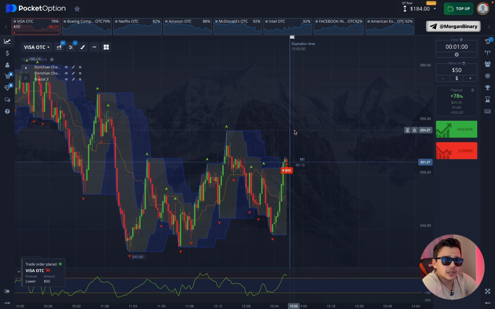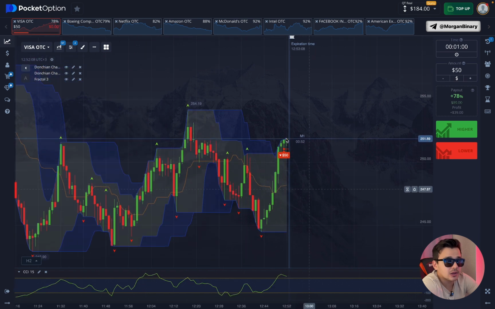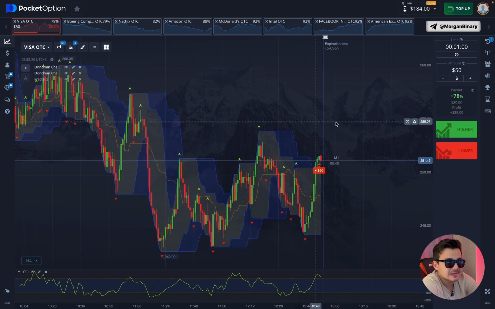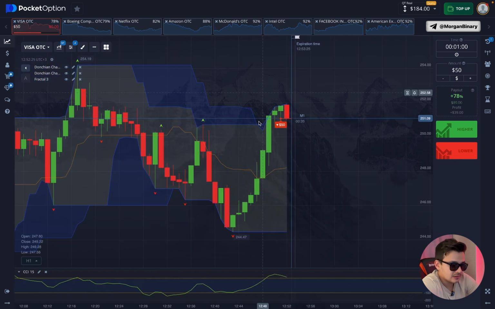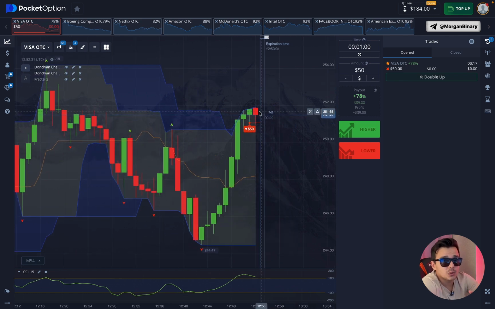Here I'll try opening a downward trade on the Visa stock. I didn't predict the movement accurately, but let's see what happens. This is a risky trade as there was a sharp upward movement earlier, and such momentum could continue. I also opened the trade at a less than ideal price level. This poor entry might backfire, but let's watch the result.